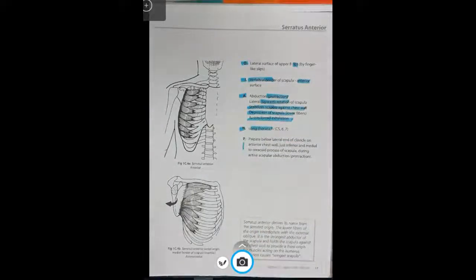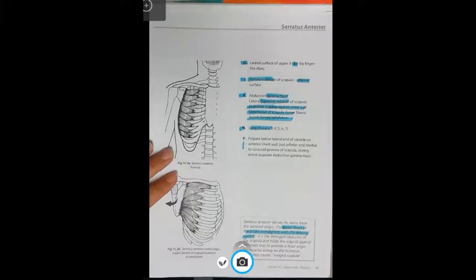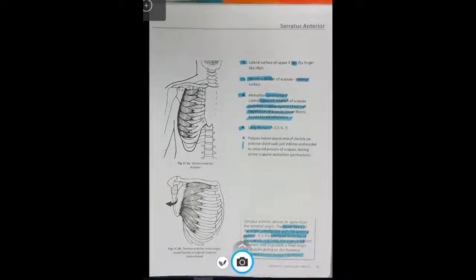Here's your palpation. These originate with the external oblique muscle, and it's the strongest abductor of the scapula. Helps hold it against your wall. When you're weak here, you have a winged scapula. That's where the scapula kind of tilts out.